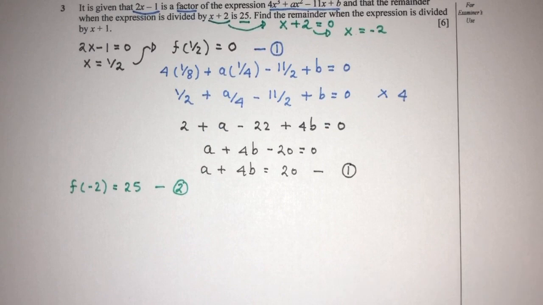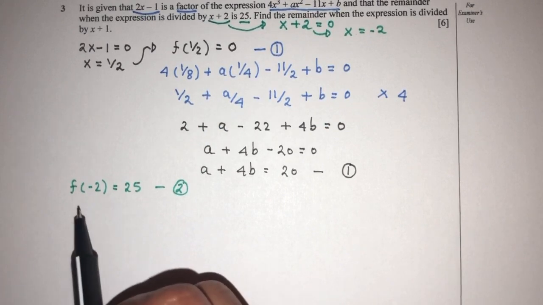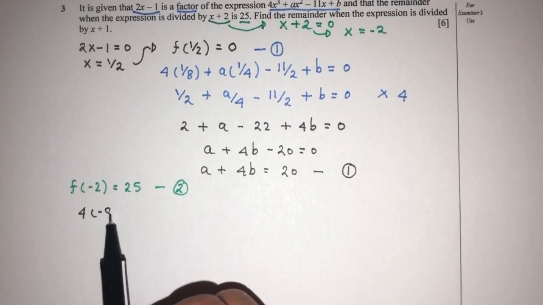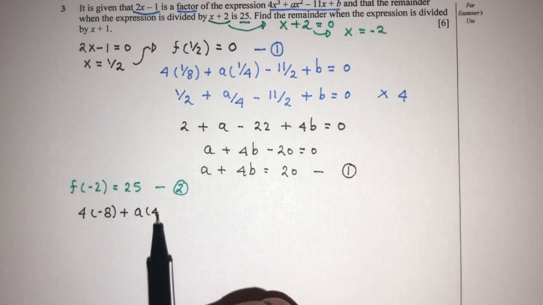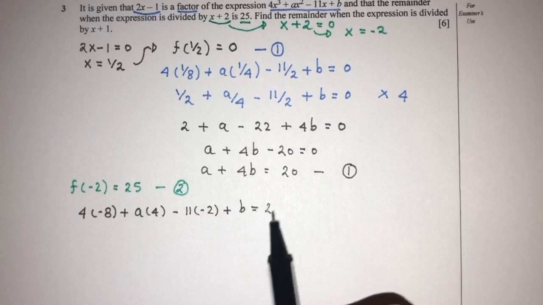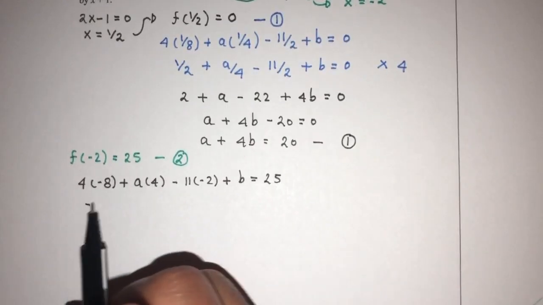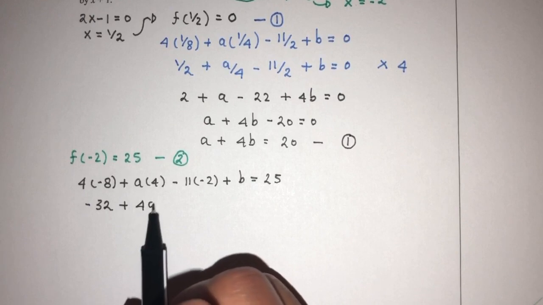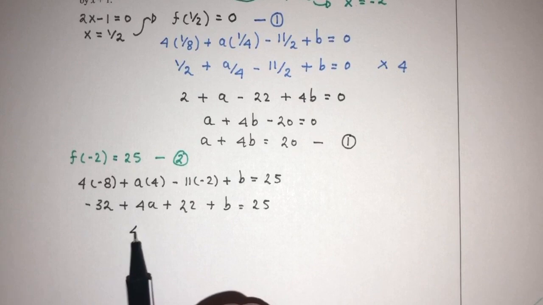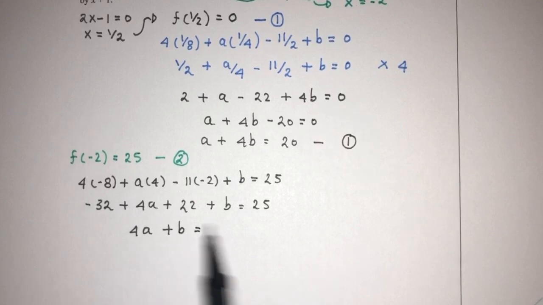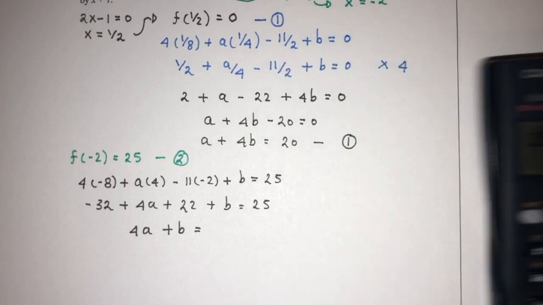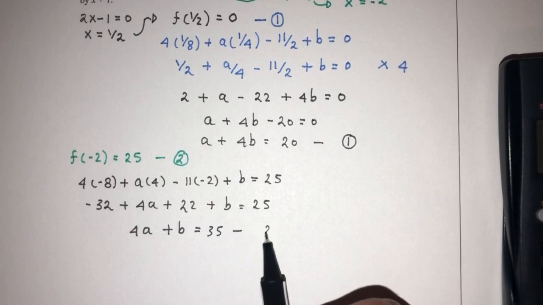So let's see. So here we have what? Here we have minus 2, so we have to replace back in the equation. That will be 4 times minus 8 plus a times 4 minus 11 times minus 2 plus b has to be 25. Now simplify. That will be minus 32 plus 4a plus 22 plus b is 25. Now 4a plus b has to be what? So that will be 25 minus 22 plus 32, that should be 35. That is my equation number 2.